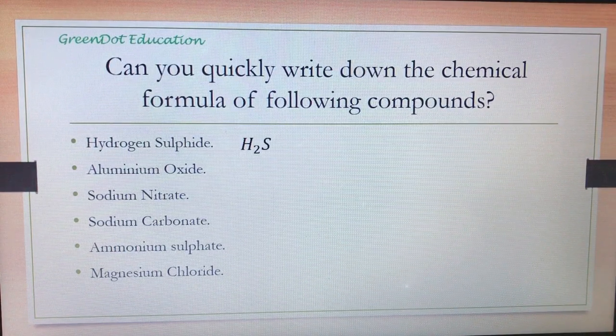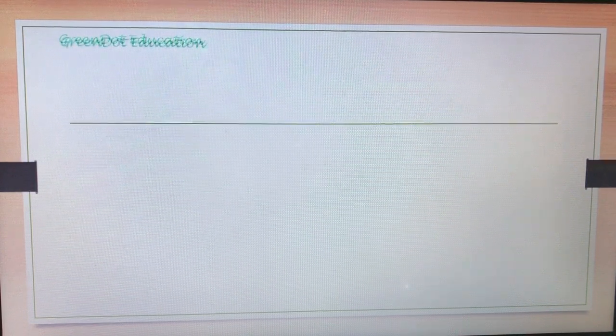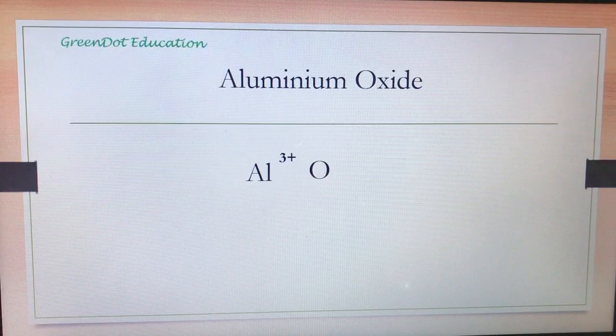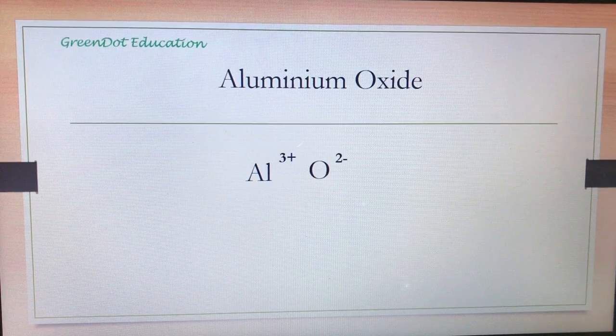Now we are going to determine the chemical formula for aluminium oxide. We know that aluminium is represented by the symbol Al and its valency is 3 plus. It is positively charged and it has valency 3. Similarly, O represents oxide, and it is negatively charged and it has valency 2.